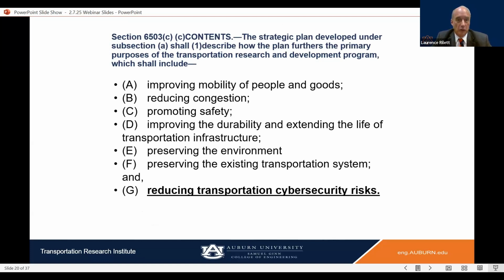The centers all have a focus, and you can see the ones listed here: improving mobility, reducing congestion. I highlighted G, reducing transportation cybersecurity risks, only because it's a new topic that was in the USDOT request in the NOFO. But essentially, all of the UTCs will pick one of these and focus on it: safety or preserving the environment.